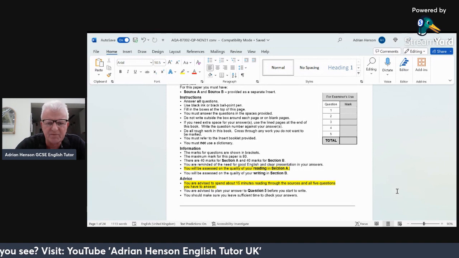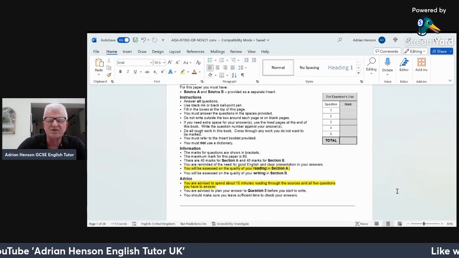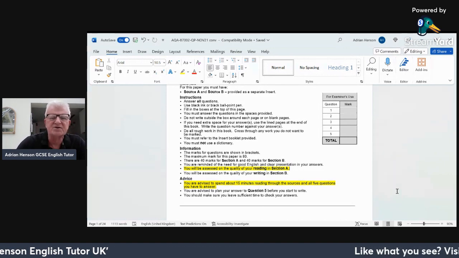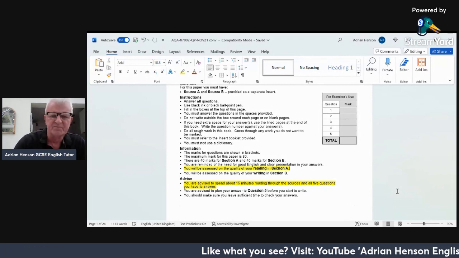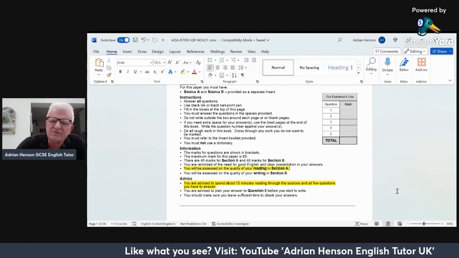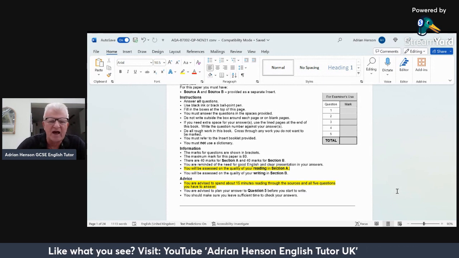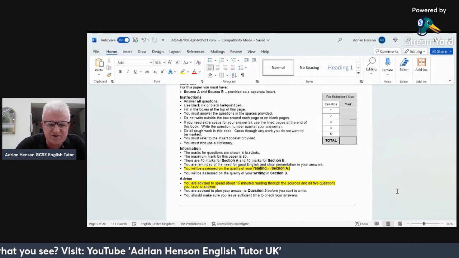The important thing about section A is that if you read the sources well and properly without skimping, you then can structure answers and support your answers with evidence.